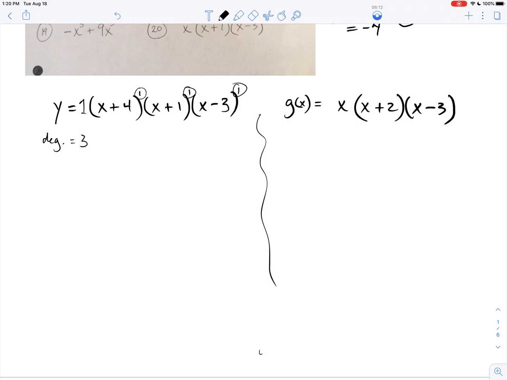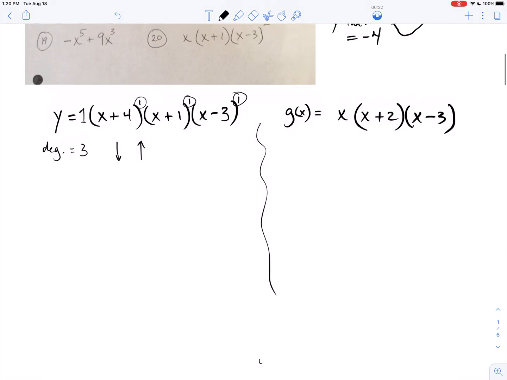And if it's degree 3, it has what's called end behavior, where it will go down on the left and up on the right. Don't worry, you'll get used to it. Here we go. Let's draw a picture. It's a rough sketch. It's not going to be perfectly to scale, but it's going to be a good indicator of what it's doing.